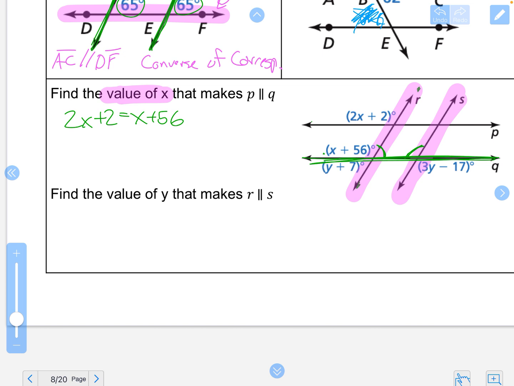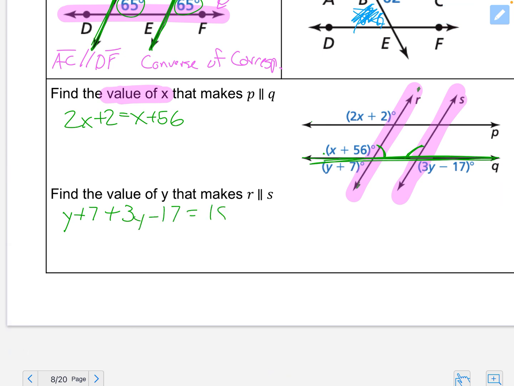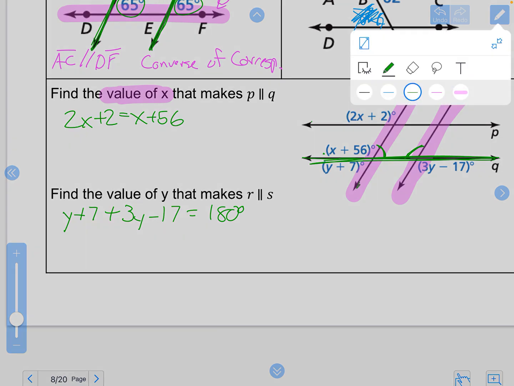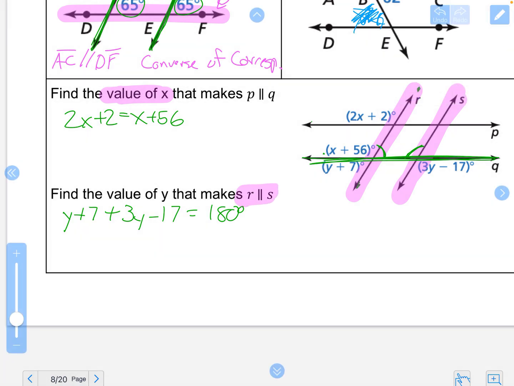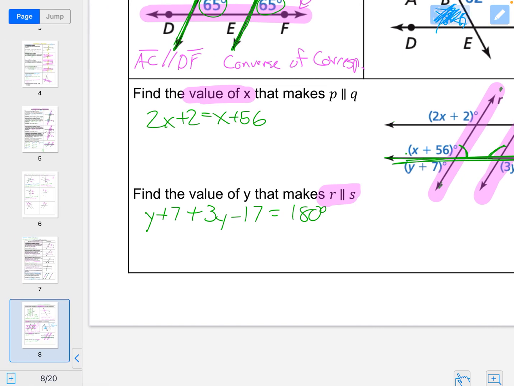So now they become consecutive interior, and we know that consecutive interior, when we add the two angles together, equals 180 degrees. So once we set up our problem, we can solve for y, and that value will make R parallel to S. So go ahead and do that on your own and check with the completed class notes.